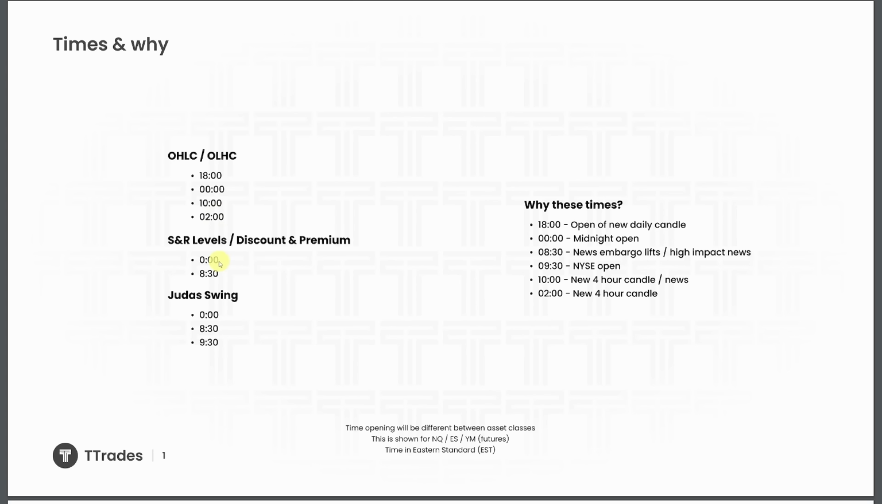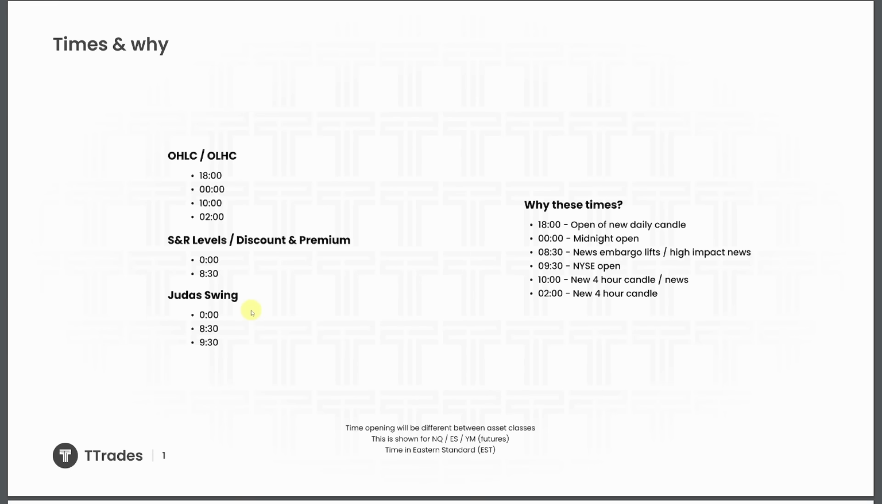Now I also use midnight as just a support and resistance level or discount and premium, and the same thing with 8:30. So for instance, a lot of times midnight and 8:30 will provide support for price to go higher or resistance for price to go lower. I can consider it a premium.